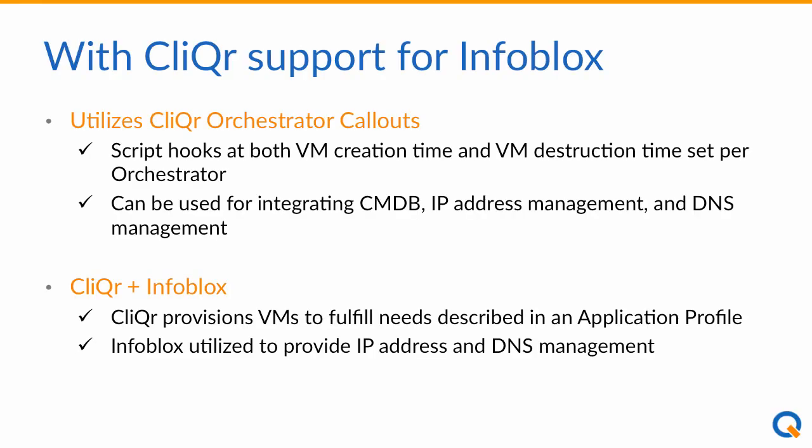So with CliQr support for Infoblox, we're taking advantage of a CliQr feature called Orchestrator callouts. It's a set of script hooks that run at both VM creation time and at VM destruction time that are set per orchestrator. So they'll impact all the VMs that are created or destroyed by that particular orchestrator. You can use this for integrating things like CMDB, or as we're doing here in the Infoblox support, for IP address and DNS management. So what happens is CliQr provisions the VMs, and as it does that, it uses the script hooks to go out and talk to the Infoblox API and use Infoblox to take advantage of the IP address and DNS management services that it offers. And that's it.